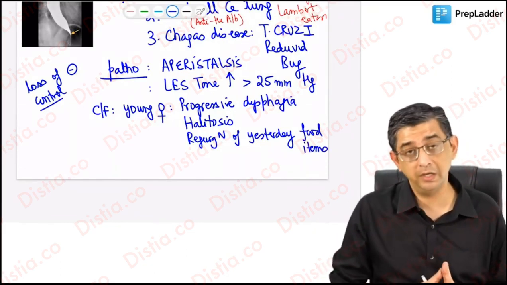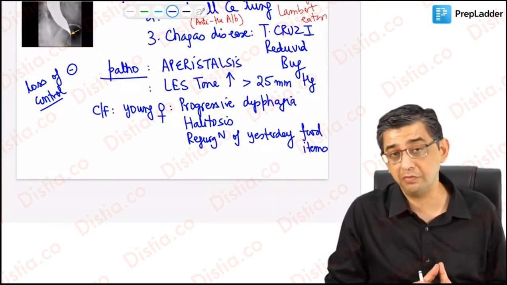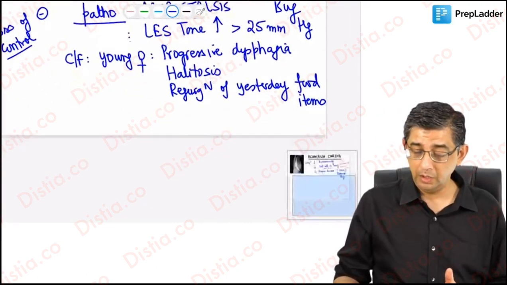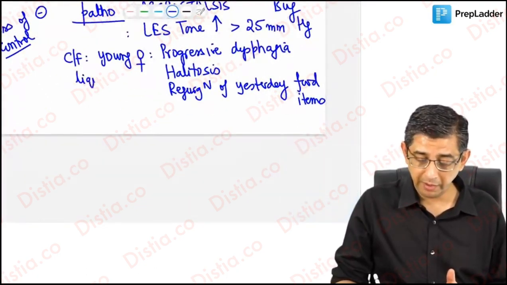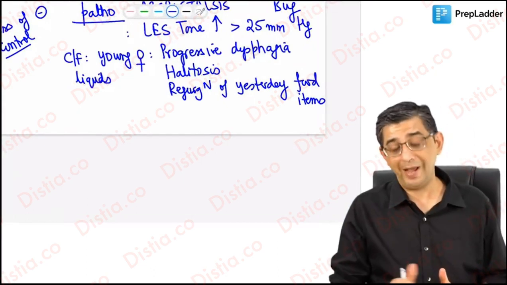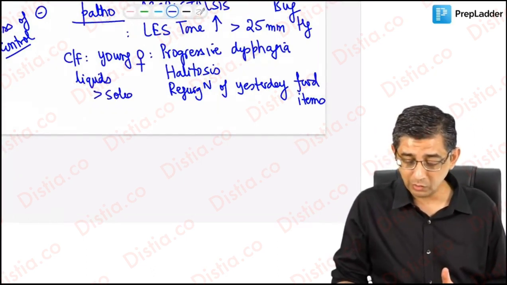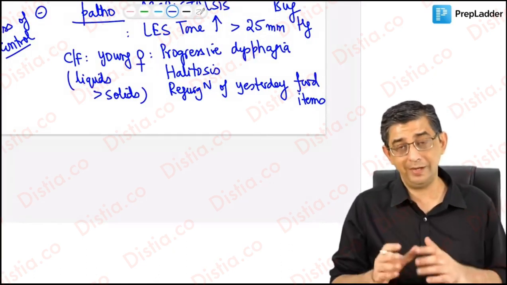This time you're not going to think in terms of Zenker because we are talking about progressive dysphagia developing in a person. Lots of times he might even help you by writing dysphagia more for liquids as compared to solids. Now, why is that so is a common query from a lot of students. So I would like to explain that.